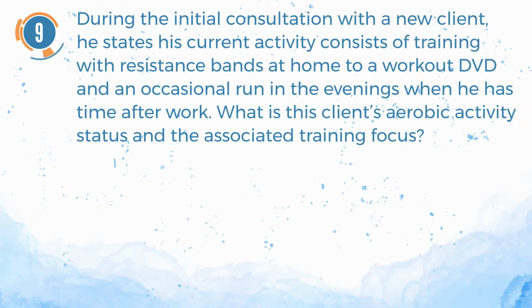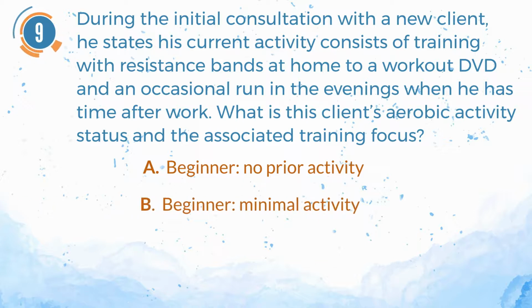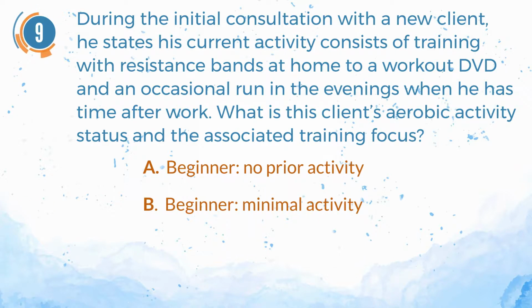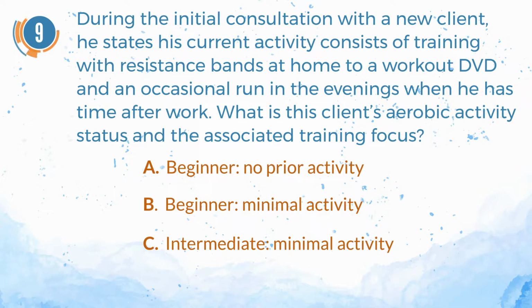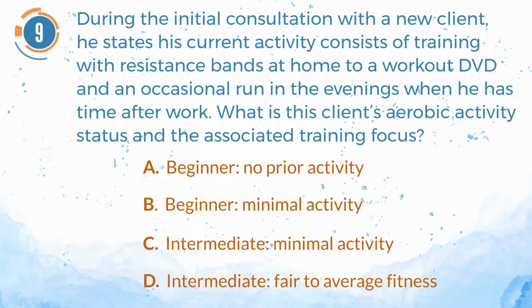Number 9. During the initial consultation with a new client, he states his current activity consists of training with resistance bands at home to a workout DVD and an occasional run in the evenings when he has time after work. What is this client's aerobic activity status and the associated training focus? A. Beginner. No prior activity. B. Beginner. Minimal activity. C. Intermediate. Minimal activity. D. Intermediate. Fair to average fitness.